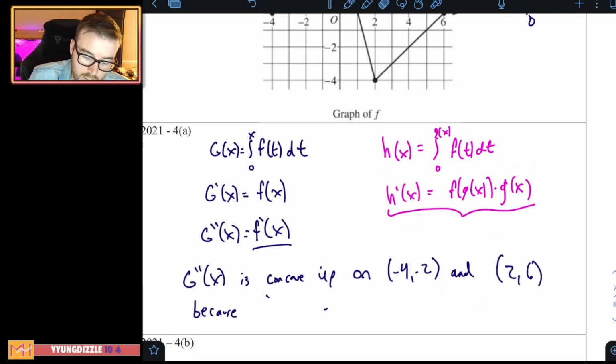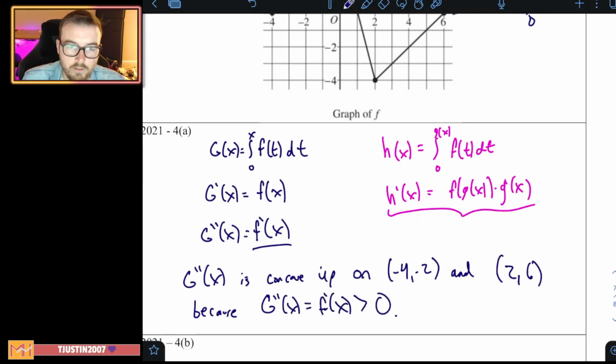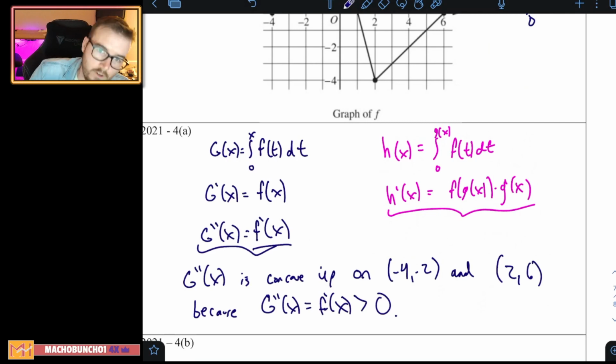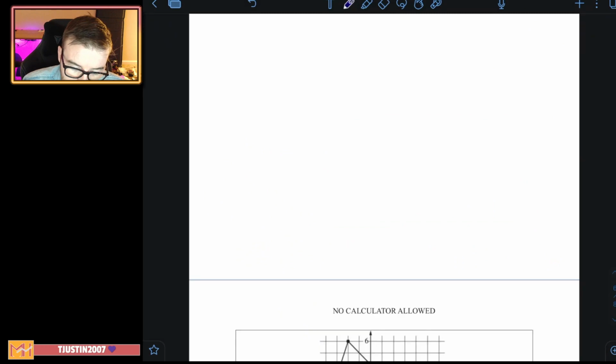Even maybe more accurate, you could say because g double prime of x, which is equal to f prime of x, is greater than 0, right? Just to really hit that home. The second derivative, which happens to be the first derivative of f, is positive, so therefore this thing is concave up. Cool? Hope so. Let's move on.